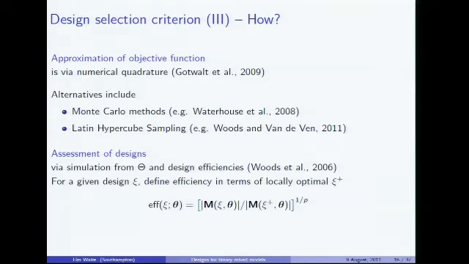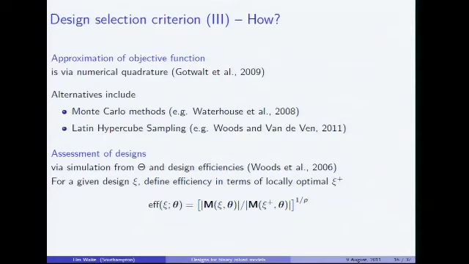Okay, so the only problem really left to mention in terms of the evaluation then is doing the integration, so evaluating those expectations with respect to the parameters. And we do that by using numerical quadrature. So we're going to use the method of Gottwald et al. Alternatively, you could do some kind of Monte Carlo sampling or Latin hypercubes, but we stick with quadrature.